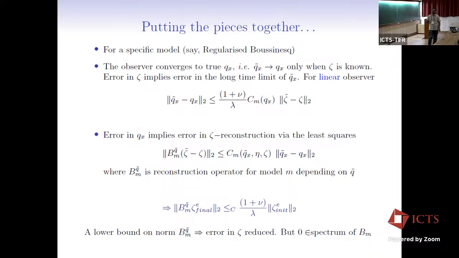So you want to get a lower bound here on the zeta E final. You can't do that at this stage because 0 is in the spectrum, so you have to regularize. That induces a bias. But essentially, this is the inequality that tells you how to design the observer parameters. 1 plus nu by lambda should be as small a number as you can make it. But still, the observer should converge. Right? So you've got these competing effects. You want to choose them such that the observer converges, but you want to choose them in such a way that this combination is a small number.